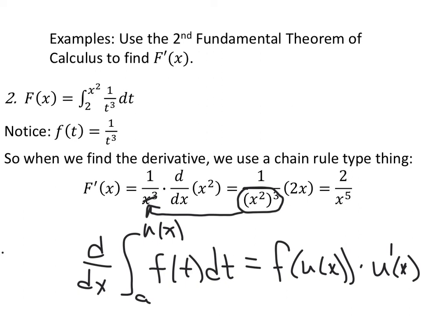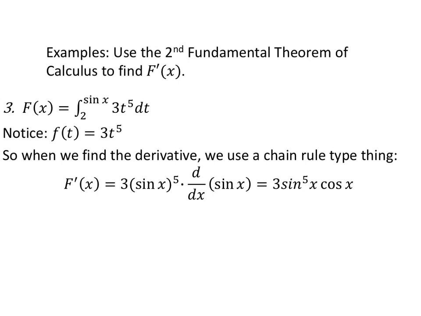This next one hopefully clears it up for you. If capital F of x is the integral from 2 to sine of x of 3t to the 5th dt, notice that f of t is 3t to the 5th. So when I find the derivative, it is 3 times my variable, sine of x, to the 5th power, times the derivative of sine of x. Well, that's 3 sine to the 5th x times cosine of x.